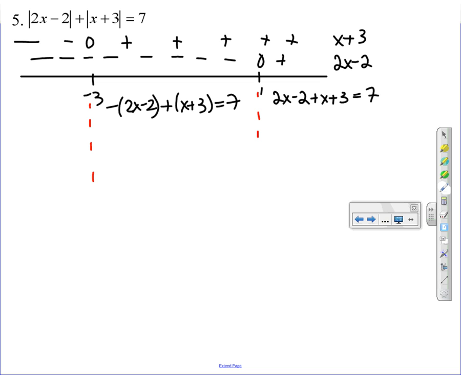Now on the far left, they both need minuses in front, so just to save myself a little bit of time, I'm going to make them just the opposite sign that they are now.